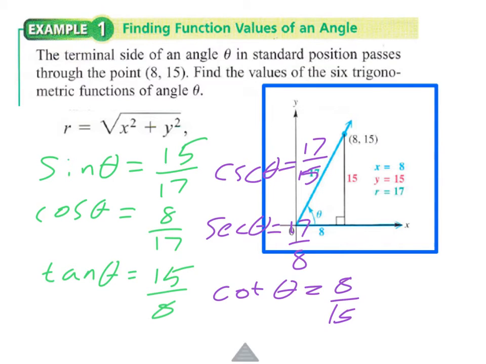And again, you can look at those as the r's and y's, or r's and x's, or x's and y's, but also just considering that those are the reciprocals for the basic three trig functions. So just flipping over 15 over 17 becomes 17 over 15. So that's how we can find the six trig function values given a point that lies on the terminal side.